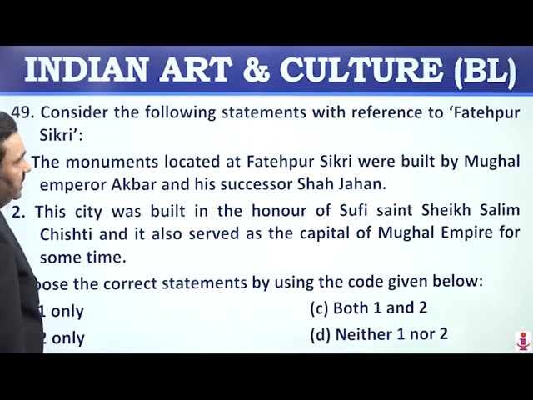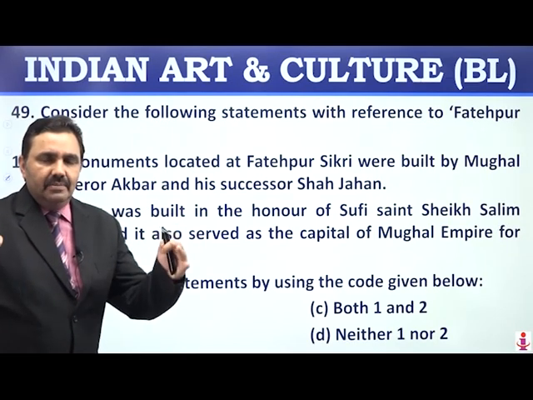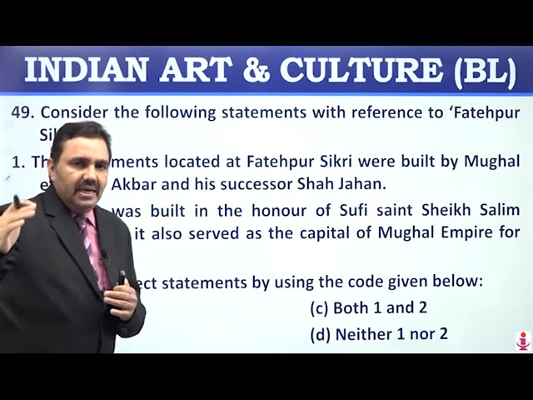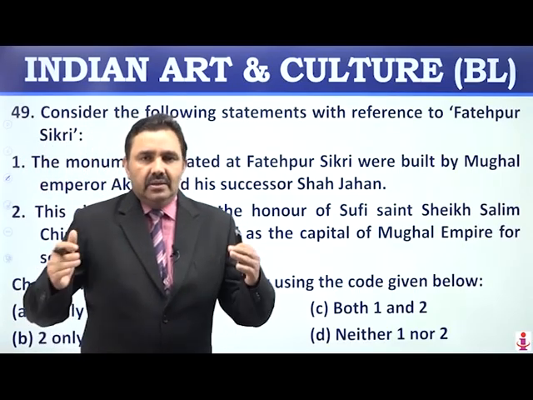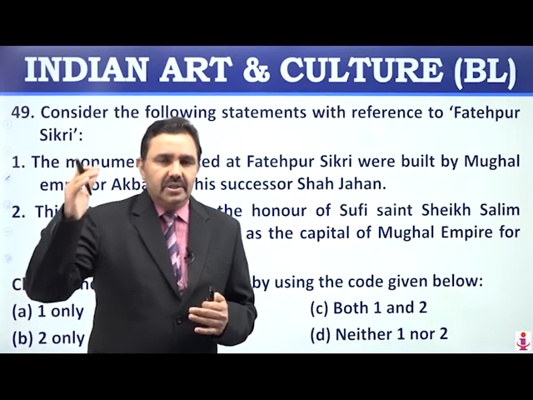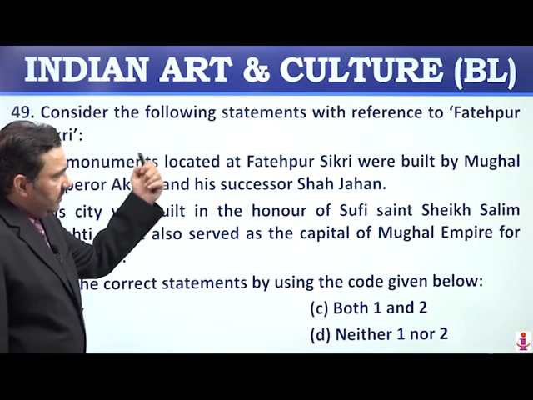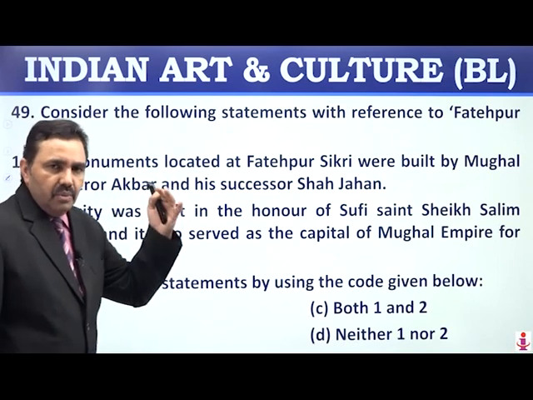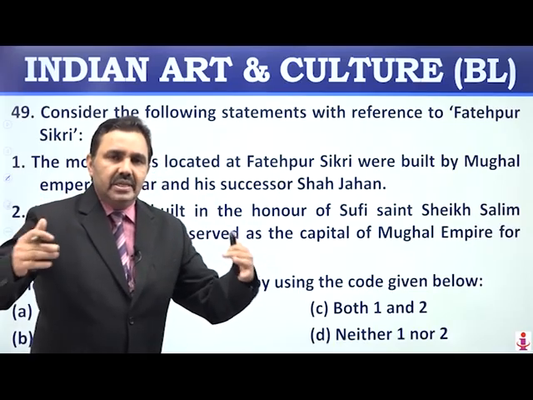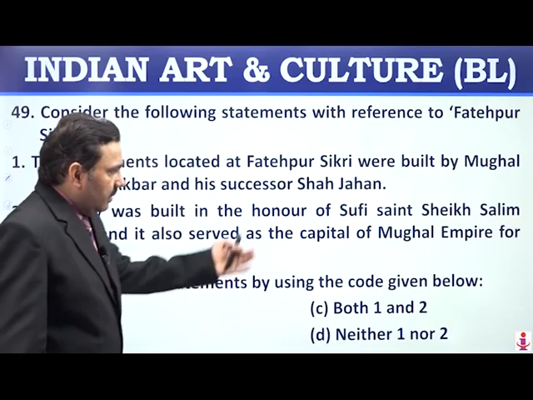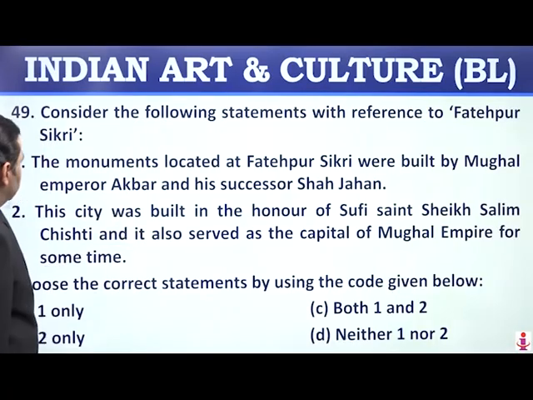49. Consider following statement with reference to Fatehpur Sikri. Fatehpur Sikri was built as a new capital by Mughal Emperor Akbar in the honor of Sheikh Salim Chishti. Fatehpur Sikri was the center of Sheikh Salim Chishti, and with the blessings of this Sufi saint, Salim or Jahangir was born. So for his commitment, for his devotion, for his respect for Salim Chishti, Akbar built Fatehpur Sikri or decided to shift his capital to Fatehpur Sikri.